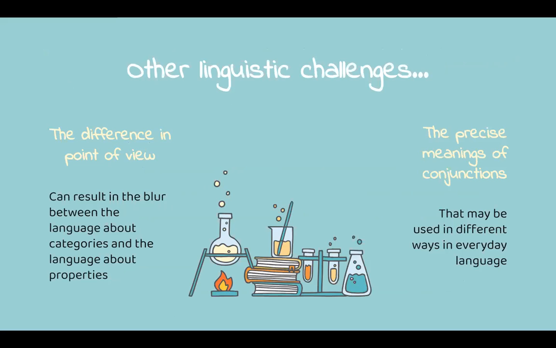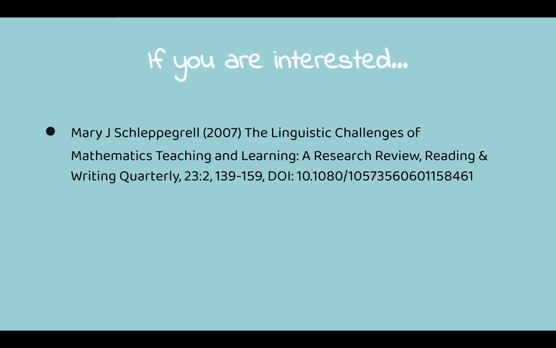There also exist other linguistic challenges in the content area of mathematics, such as the difference in point of view can result in the blur between the language about categories and the language about properties, and the precise and technical meaning of conjunctions that may be used in different ways in everyday language. However, due to the time issue, we cannot talk about them in detail. If you are interested, please refer to this article for more information.